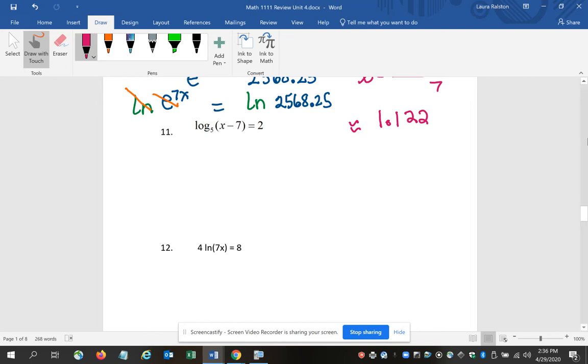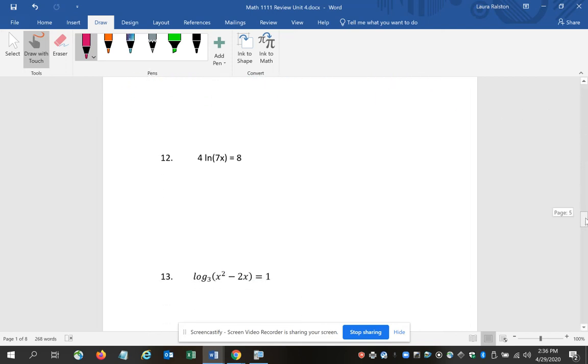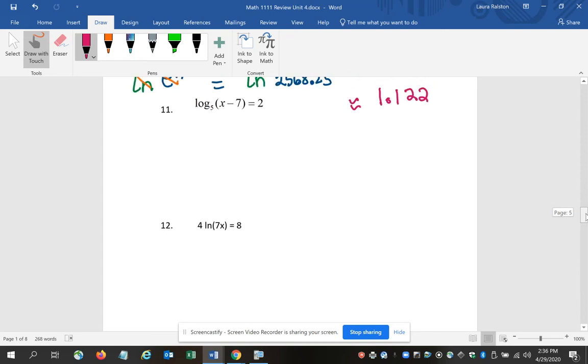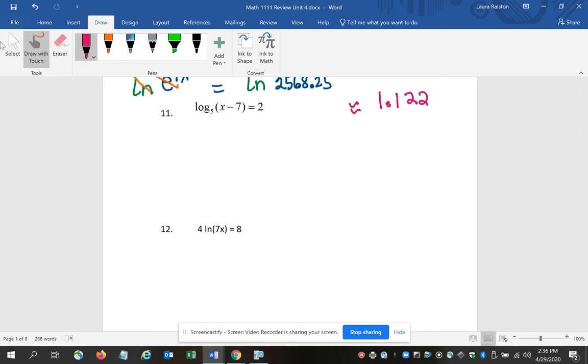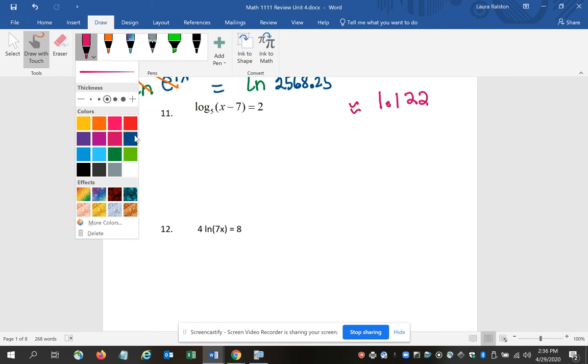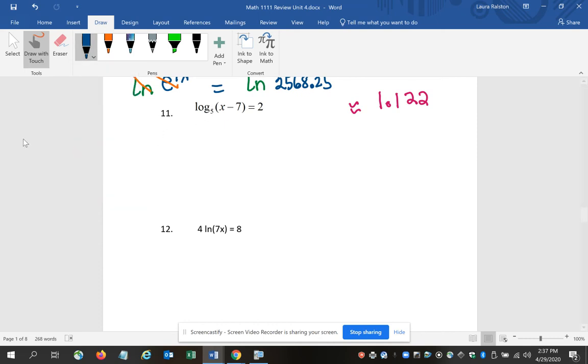Okay, then we switch gears, and in the next few problems, we look at logarithms. And again, we have to remember that logarithms and exponentials are inverses of each other. So number 11, we have log base 5 of x minus 7 equals 2. So I notice it's a logarithmic equation with a base of 5. So I'm going to use an exponential base 5.